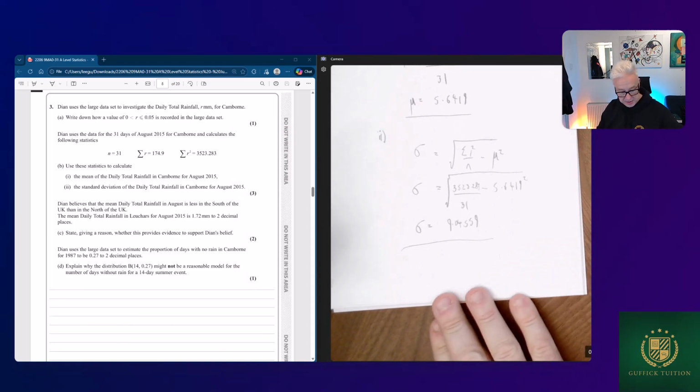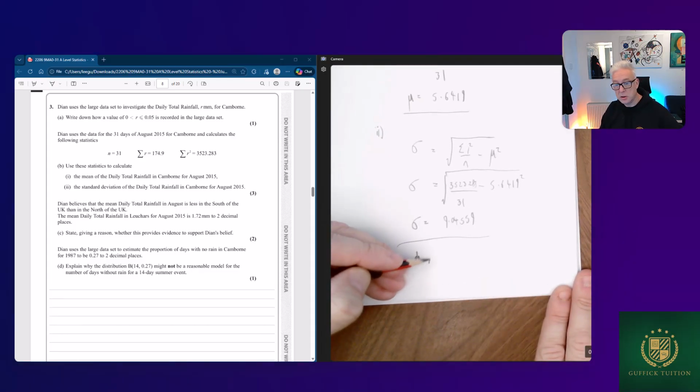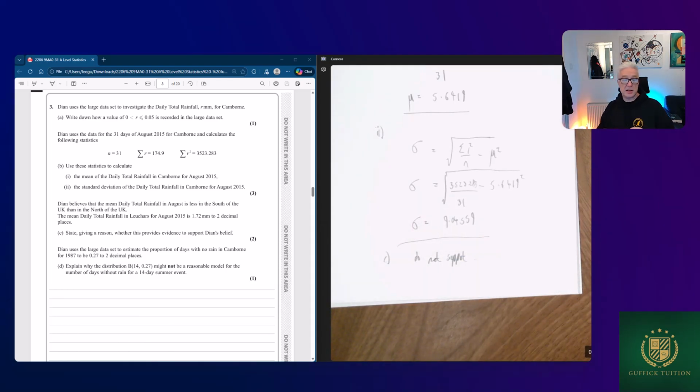Okay, so for part C, we would say that they do not support the belief. Okay, and you would basically explain why, saying that we've got a higher rainfall figure in the south than we have in the north.